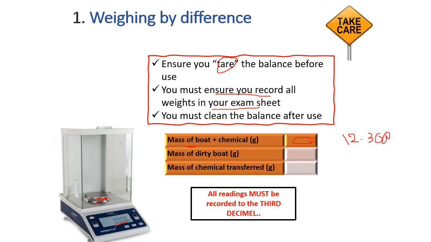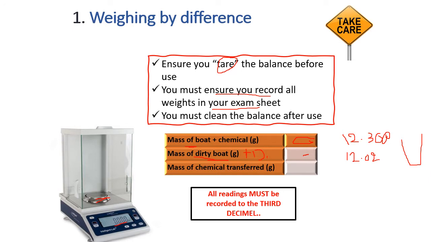And then you remove your powder into the beaker or into the conical or whatever you are provided with. So now you have the dirty boat. So it's also the boat plus, this time, what? The dirt. How can I get the boat plus the dirt? It will still be around 12, but we can have it 0.02, 0.01, whatever.